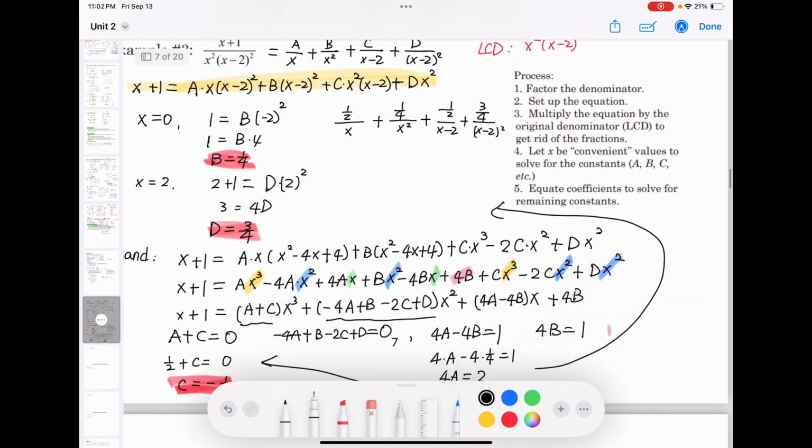Okay, let's simplify this. We have 1 over 2x plus 1 over 4x squared, minus 1 over 2 times x minus 2, then plus 3 divided by 4 times x minus 2 squared. So this is the solution. Let me box it.